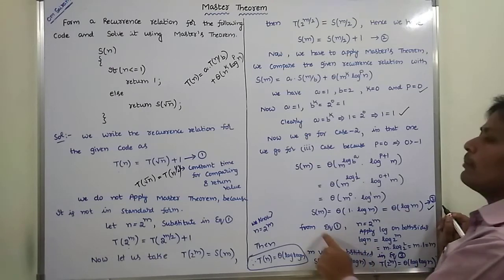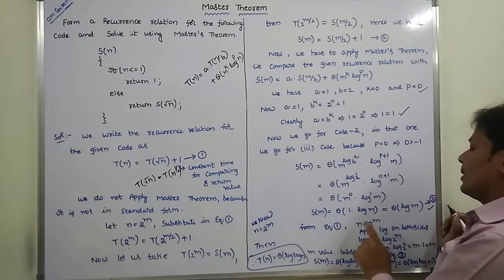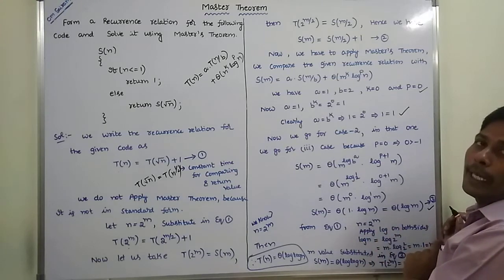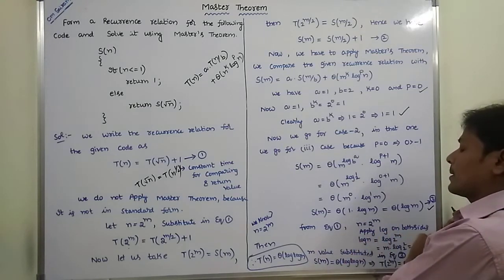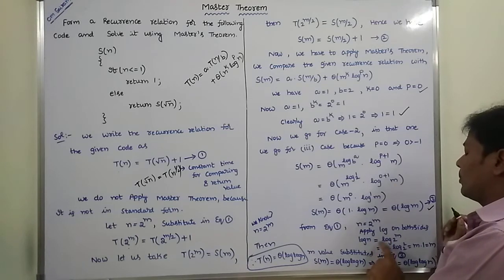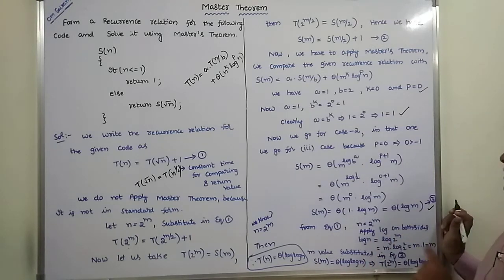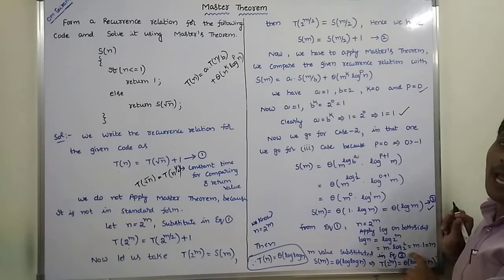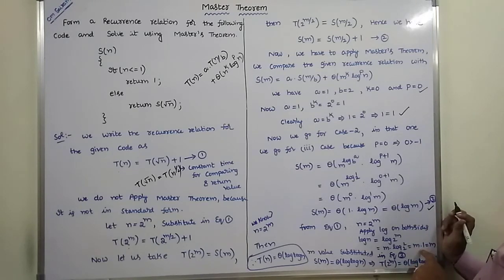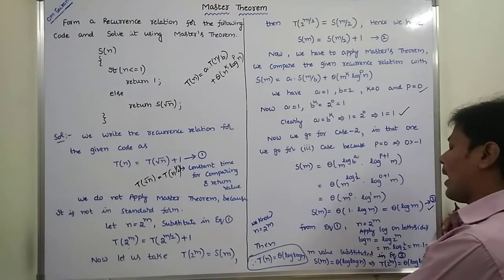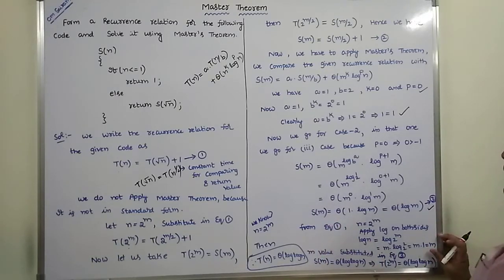So now from equation 1, n is equal to 2 power m. Apply log on both sides. So log n is equal to log 2 power m, so m into log 2 base 2. Log 2 base 2 value is 1, so m into 1 is equal to m. So finally we are getting m is equal to log n. So now m is equal to log n, then this m value can be substituted in equation 3.